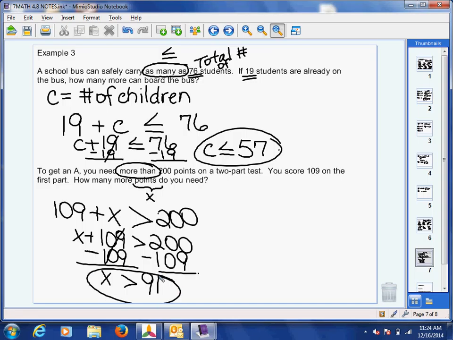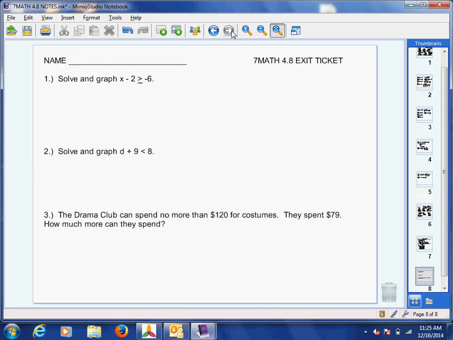Why don't we have to graph? Because it didn't say to. If it doesn't say to, then we're not going to. All right, I'll save that exit ticket for tomorrow.